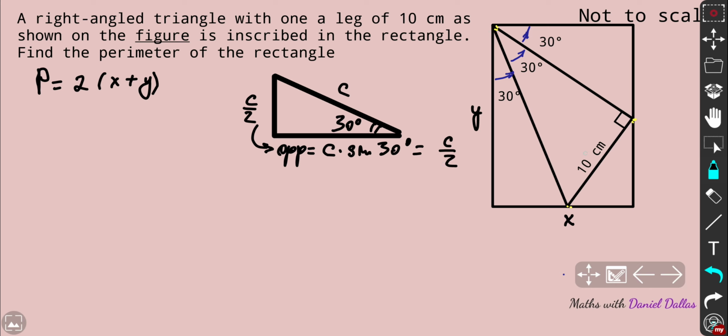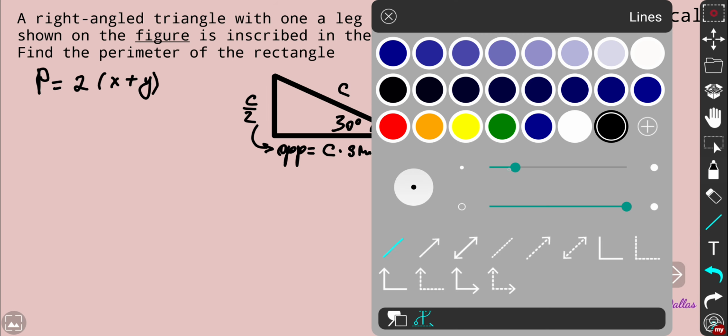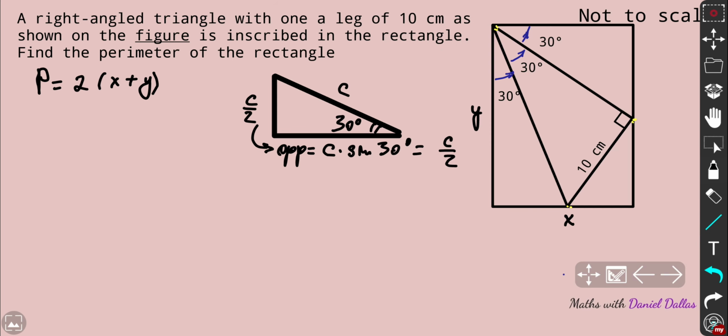Okay, so we have 10. That's exactly opposite to 30. So what does it mean? It means that the hypotenuse that I'm going to put right here, from there to there, is going to be twice as much. So that's why this side is simply 20 centimeters. Okay, so we've got that side.